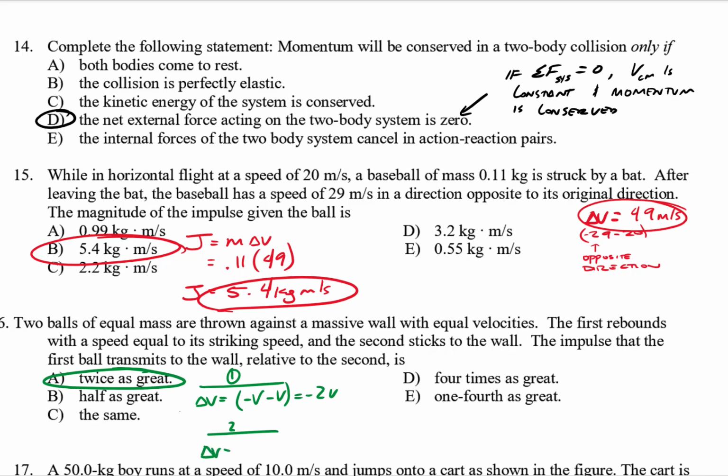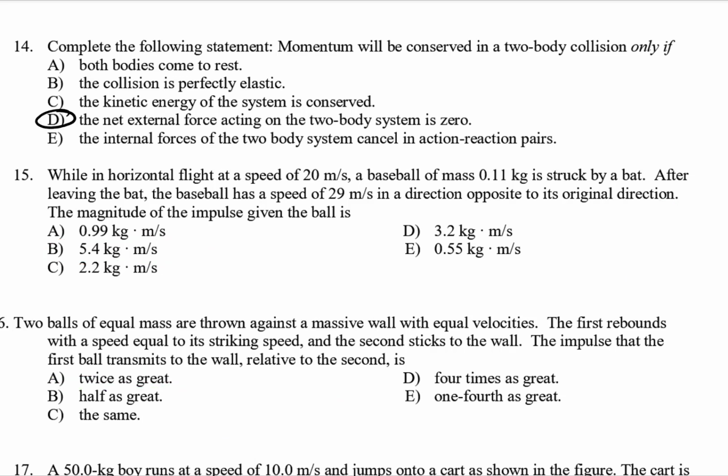For ball 2, the change in velocity is 0 because it hits and sticks to the wall, minus its initial velocity v. So its change in velocity is negative v. And so the change in momentum is mv.